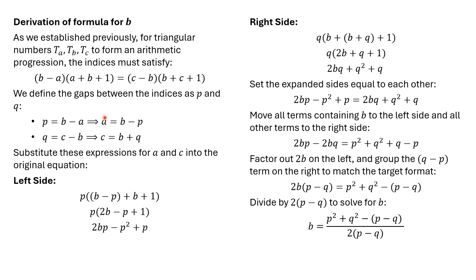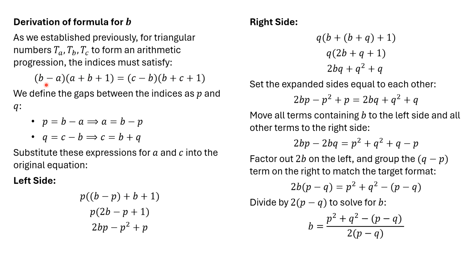We'll just define generic numbers for the gaps between the indices. So we'll let p equal b minus a, which implies a can be written as b minus p. And then we let q equal the other gap, c minus b, which means that we can write c as b plus q. And then we'll work on both the left and the right side of these two equations with the intent of eliminating a and c from both sides, and then we'll solve for b.